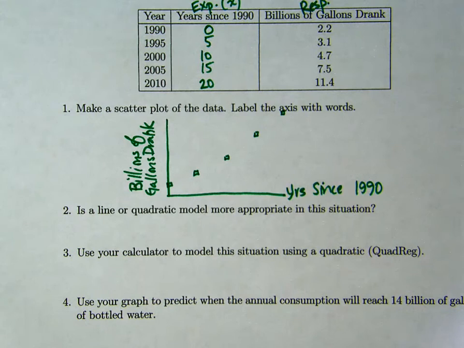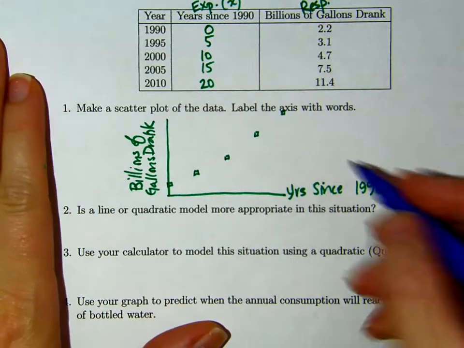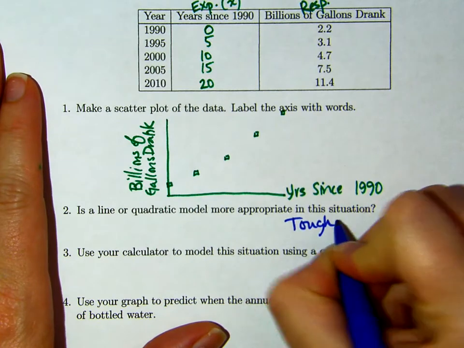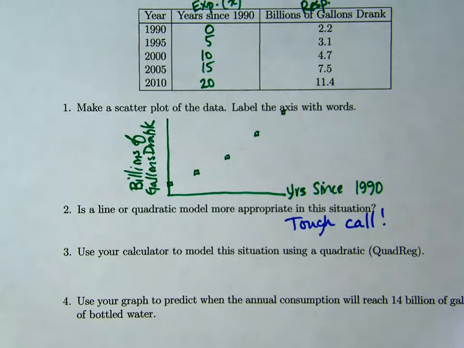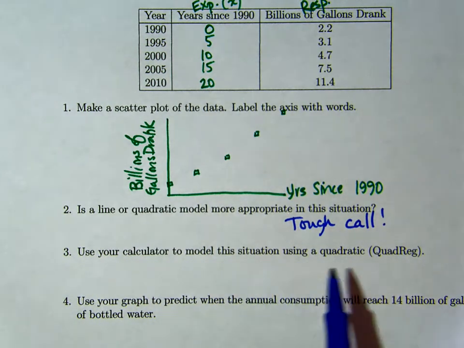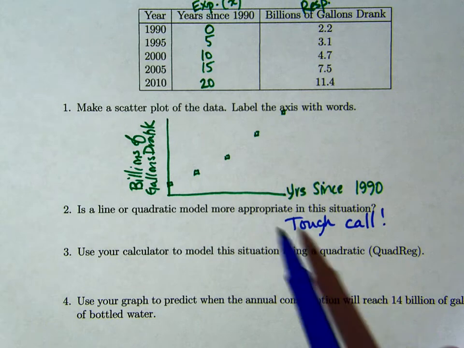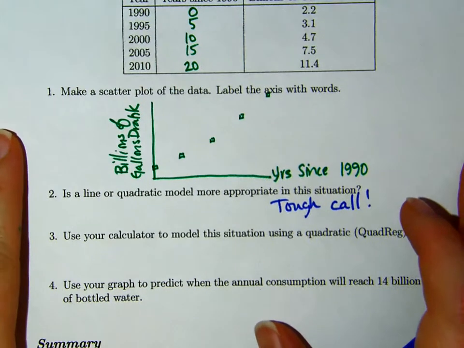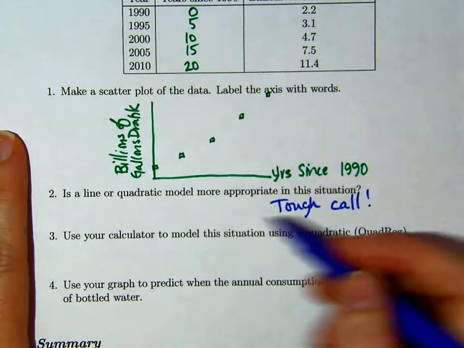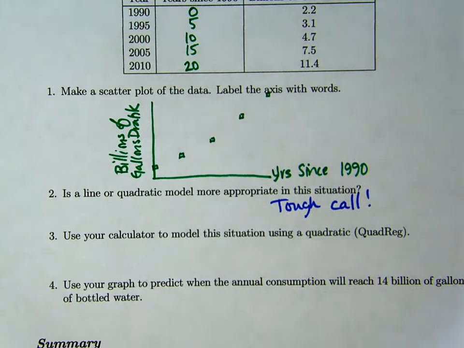And then it says, is a line or a quadratic more appropriate? This is a tough call. It really is a tough call. And so here it says number 3, use your calculator to model using the quadratic. So it's almost like maybe we should check them both. Okay, here we go. So using the quadratic reg, right?